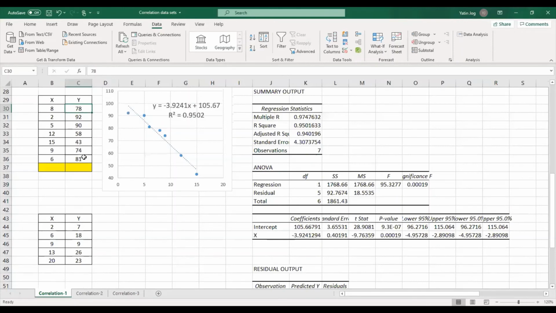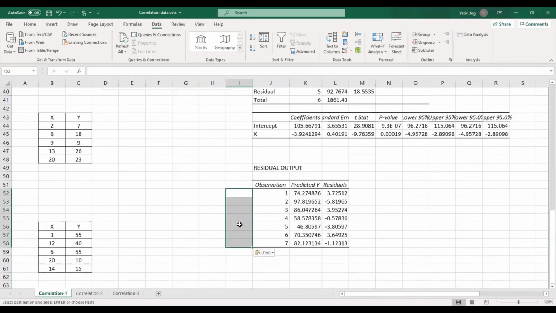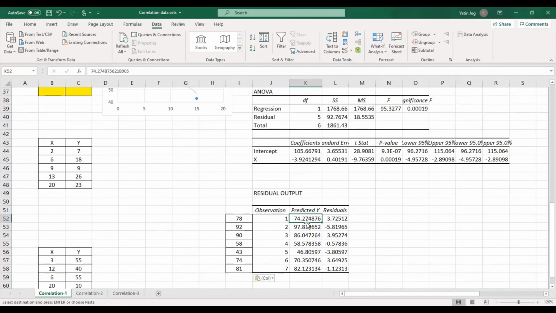I'll just copy the Y values. Observation number 1 is 78, which is the actual observation. The predicted Y as per the regression line equation is 74.27. So the deviation of my actual value from the predicted value is 3.72. That is my residual for the first observation. Likewise, I am trying to find out residuals for all the observations. And from residual analysis, I can try to find the extreme data points.